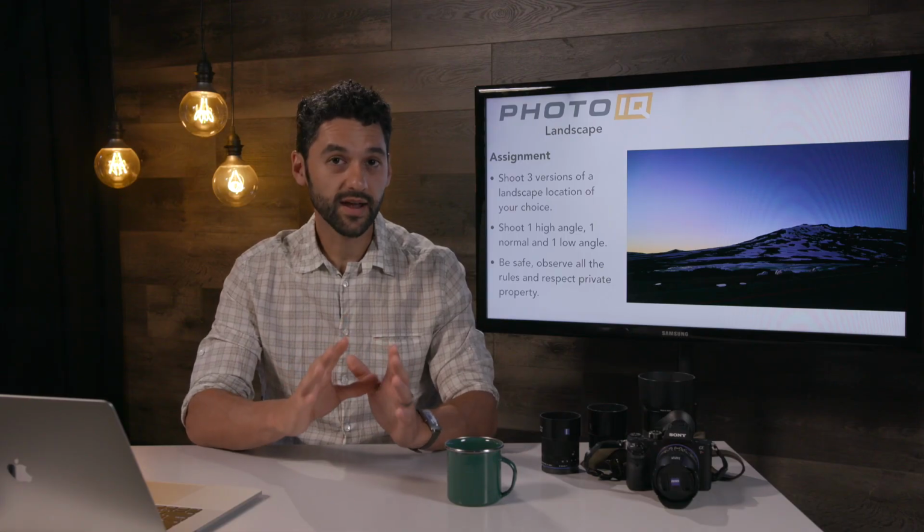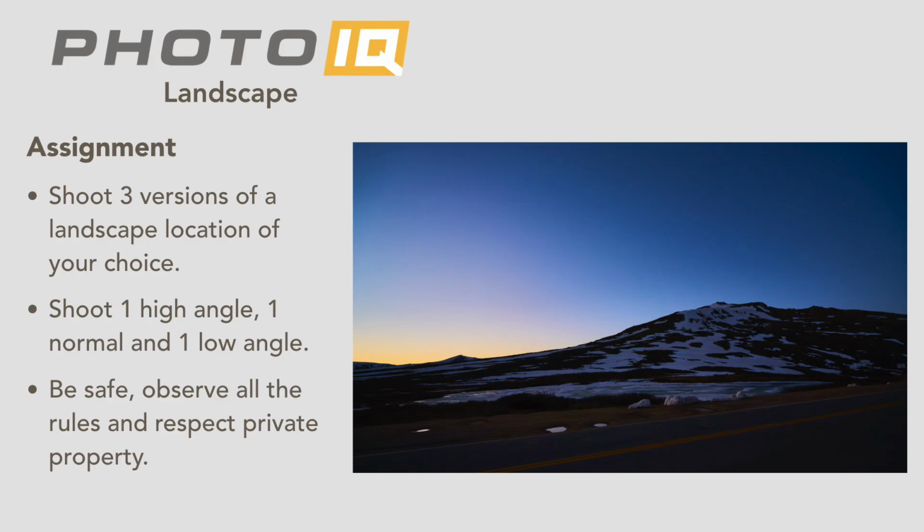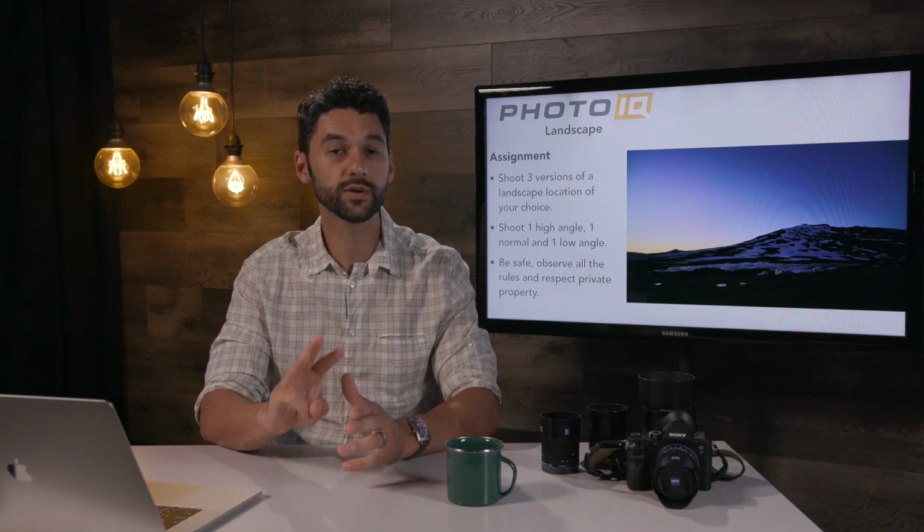Okay, now it's time to get to your assignment. Your assignment in Unit 1 was to scout out and try to find a location that'd be suitable for a landscape. Well, now it's time to go back there, plan your shoot, and execute it. I want you to shoot one high angle, a normal angle, and a low angle image. So 3 images of one location.